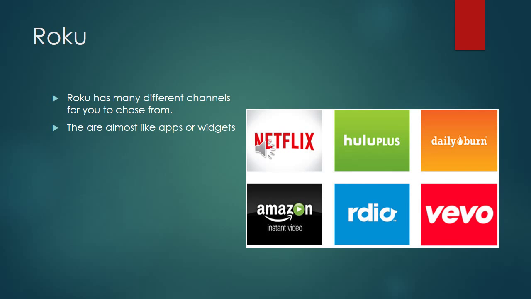The Roku is a device that plugs into your TV. It makes it almost like a smart TV. It has a lot of different channels for you to choose from.